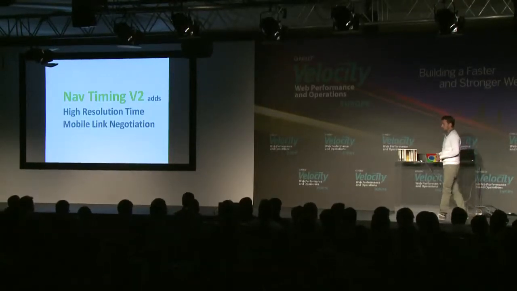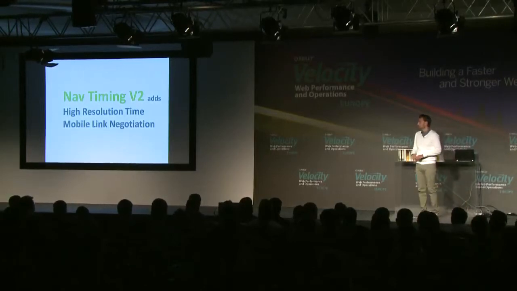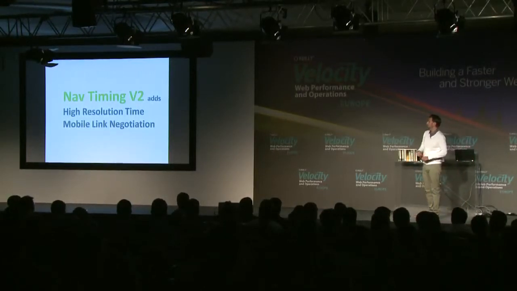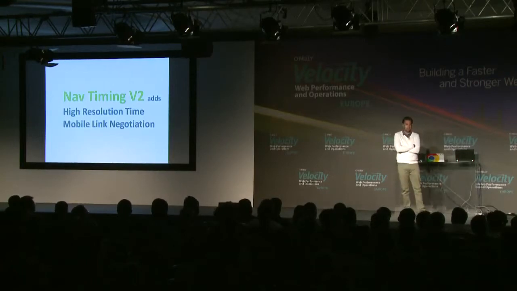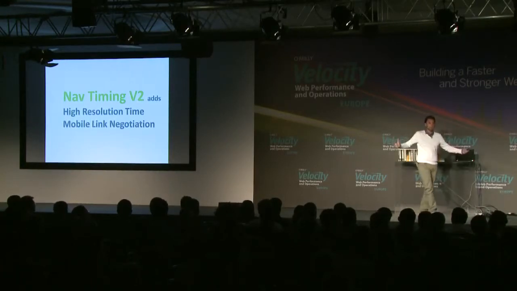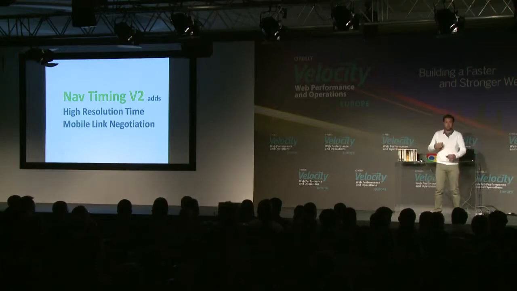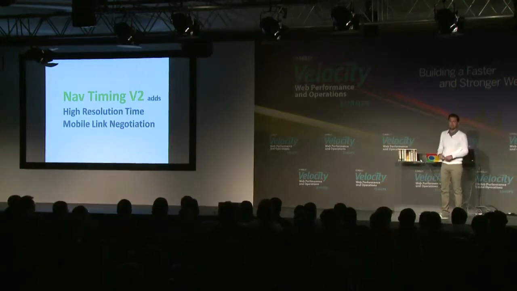And currently, work has started on navigation timing version 2, which adds two things. The first one is high resolution time. During the work, people figured out that we need a bigger time precision than just milliseconds, especially if you want to calculate frame rates. Millisecond resolution is not enough. And even more important, as there are also a lot of talks about mobile here, mobile link negotiation time will also be supported in the new specs. You'll also see how long it takes to actually get your carrier link time in there.